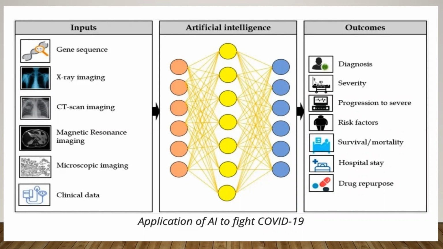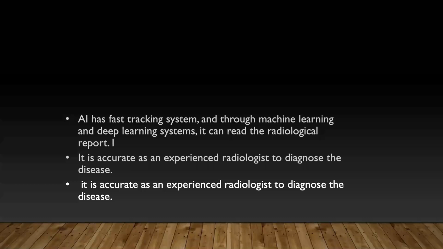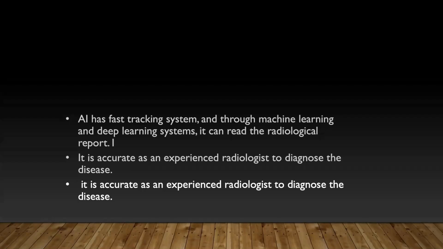In the country, they are the first to analyze patients with COVID-19 by using the combination of artificial intelligence with imaging and clinical data. They used CT data from COVID-19 patients in China to implement a novel artificial intelligence model. Artificial intelligence has a fast tracking system, and through machine learning and deep learning, it's able to read the radiological reports, and it's as accurate as an experienced radiologist to diagnose the disease. And sometimes it's more accurate than radiologists because some lung diseases are not shown clearly on CTs.